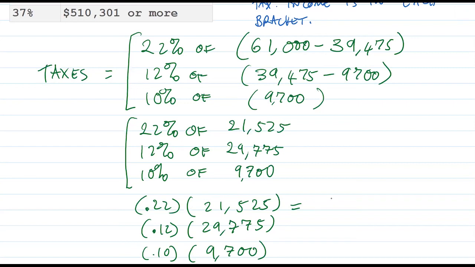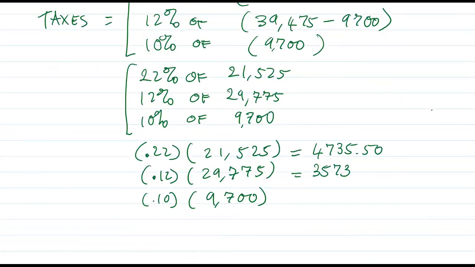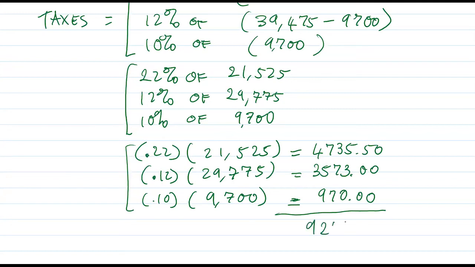I get 4,735.50. The next one, 0.12 times 29,775, I get 3,573. And the third one, 0.10 times 9,700, I get 970. I add these together and get 9,278.50.